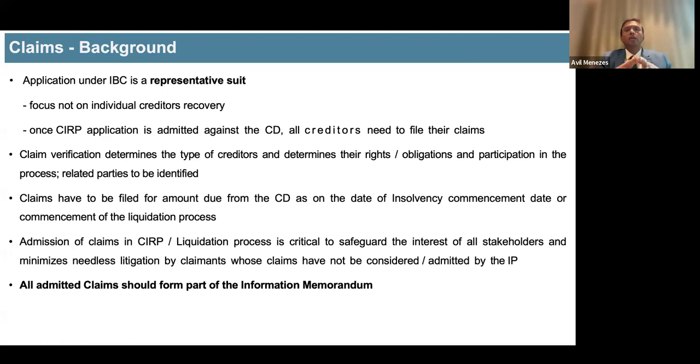So it's very important that the rights and obligations of each of the creditors and their participation in the process is determinant upon the claim verification process. So as an insolvency professional, we are duty bound to verify all the claims that we receive, and we classify the claims correctly. So a lot of underlying documents will have to be seen.